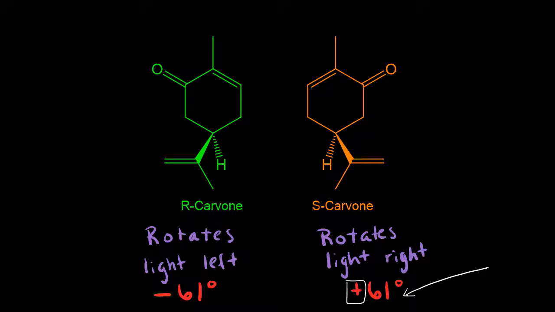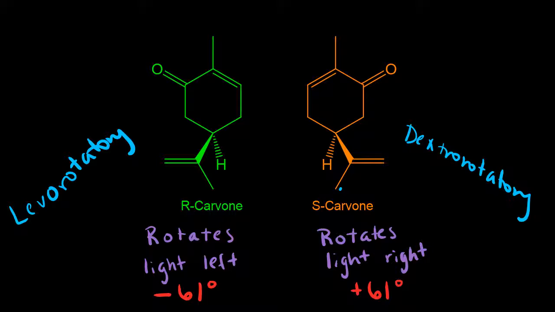When this light is rotated to the left, it's indicated with a minus symbol. And if we had a pure solution of R-carvone, we would see that the plane polarized light would be rotated minus 61 degrees. Two other terms that you're going to hear used when we're discussing the rotation of plane polarized light are dextrorotatory and levorotatory. Dextrorotatory indicates that the light is being rotated to the right, which is also indicated by a positive sign. And levorotatory means that the light is being rotated to the left, and that's also indicated by a negative sign.